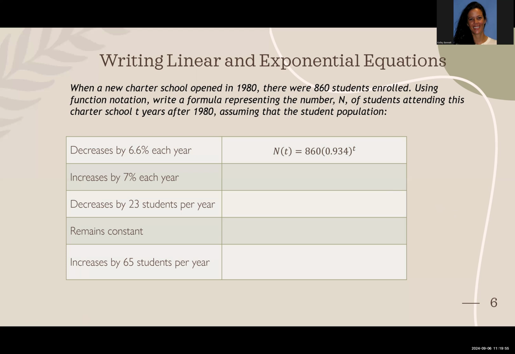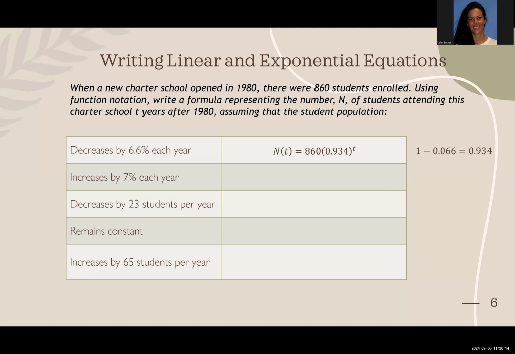So where does 0.934 come from? It comes from 1 minus the 6.6%, or 1 minus 0.066. That is where the 0.934 comes from.